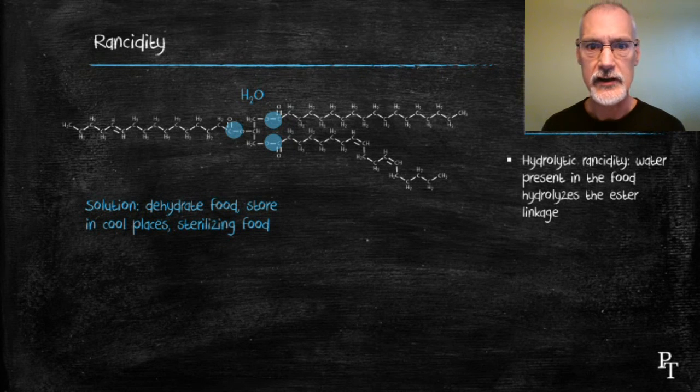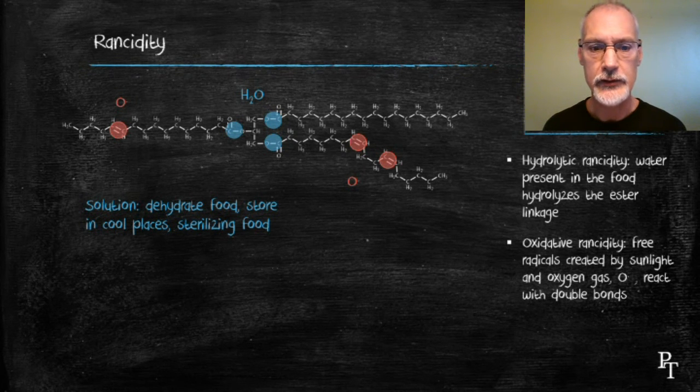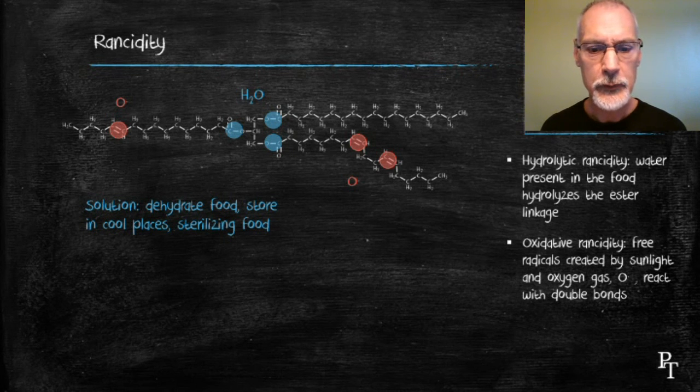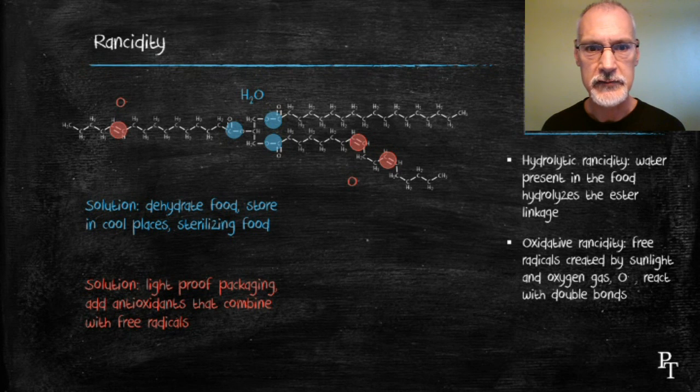Second source of rancidity is called oxidative rancidity. This happens because the oxygen molecule can break apart in sunlight and produce oxygen radicals. These oxygen radicals tend to attack double bonds. To solve this problem, if I use light-proof containers that will prevent sunlight from coming in, I can slow down the reaction. I can also put chemical additives in that react with the oxygen free radical to stop the reaction.